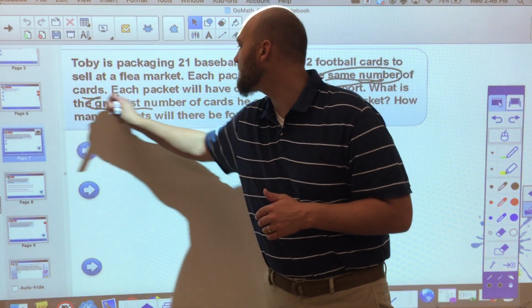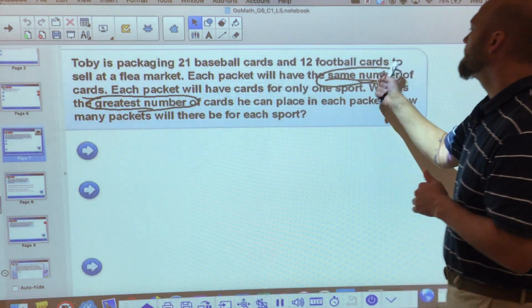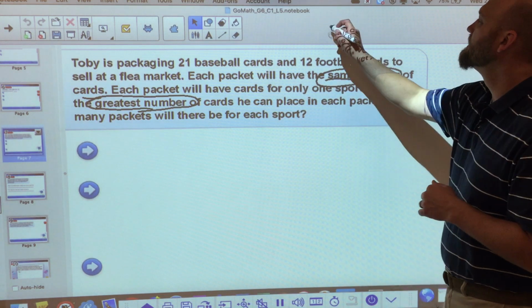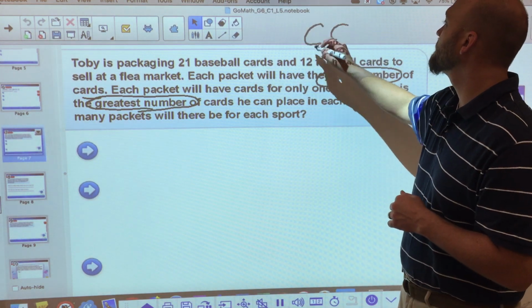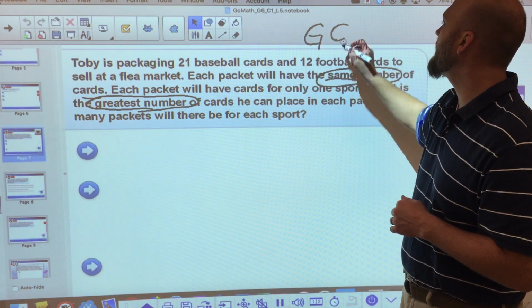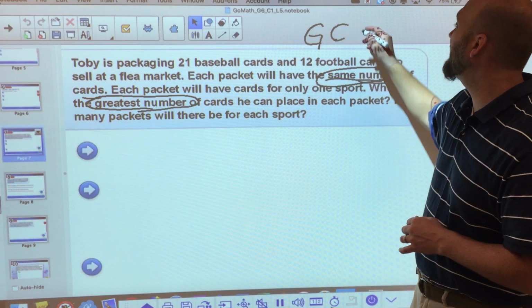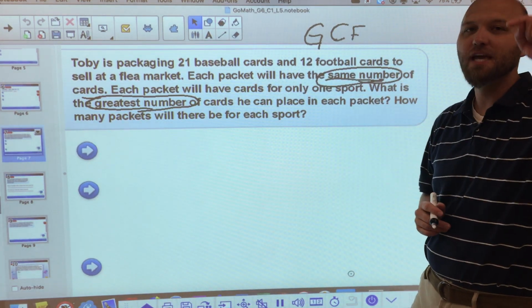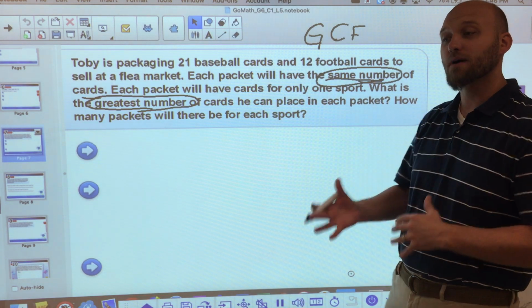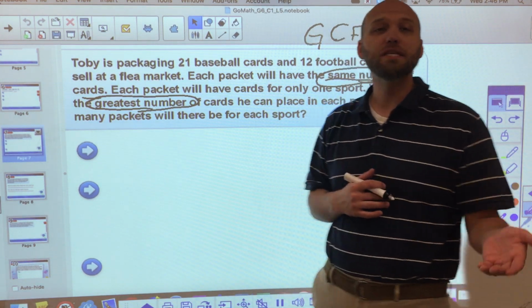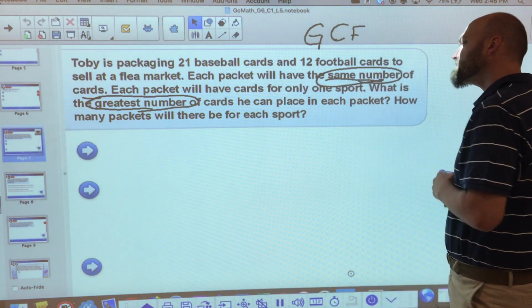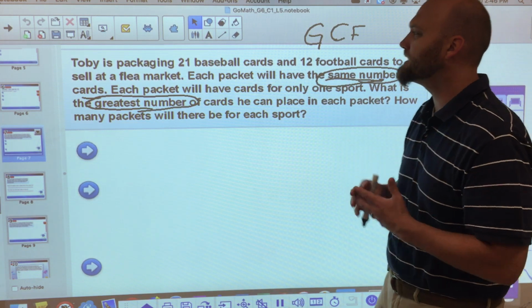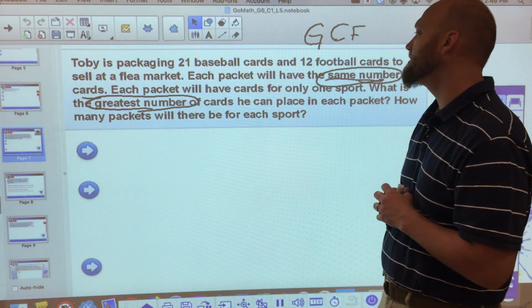The greatest number that they have in common. Greatest common, and I'm breaking them down into factors. So now I've taken my time to dissect the problem so I know whether I'm dealing with the greatest common factor or least common multiple, right? And I only want one sport in each pack, so I need the greatest common factor.